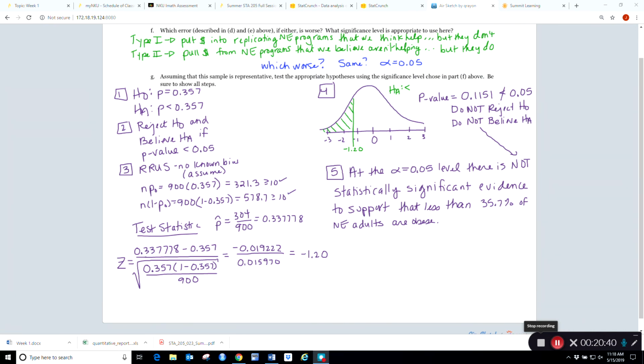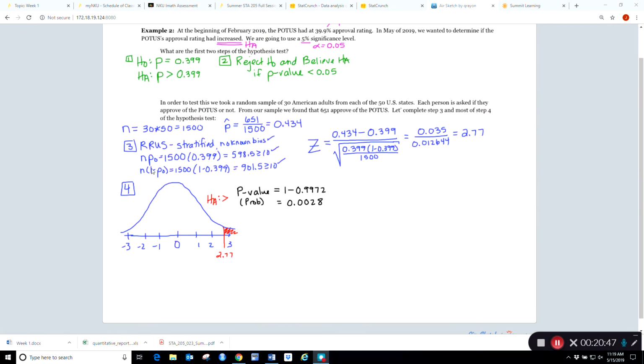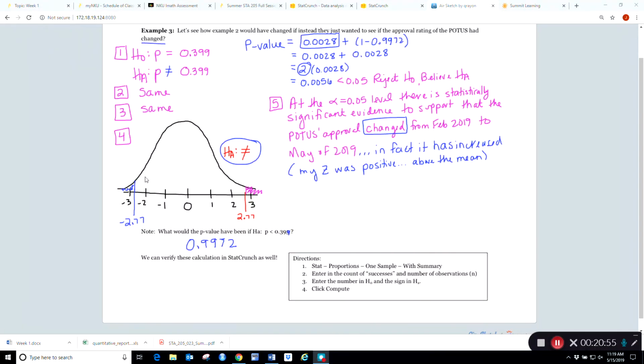So again, all that really changes is how you're shading the picture. With the less than sign, we're shaded left. With the greater than sign, we're shaded right. And finally, when you have that not equal to, that's the only time we have to worry about having both sides shaded. Now, the two-tailed one can be a little bit harder for some students. So if you notice below in the Canvas module, there's another example of a two-tailed one, just because I know usually it's nice to see a second example of that.